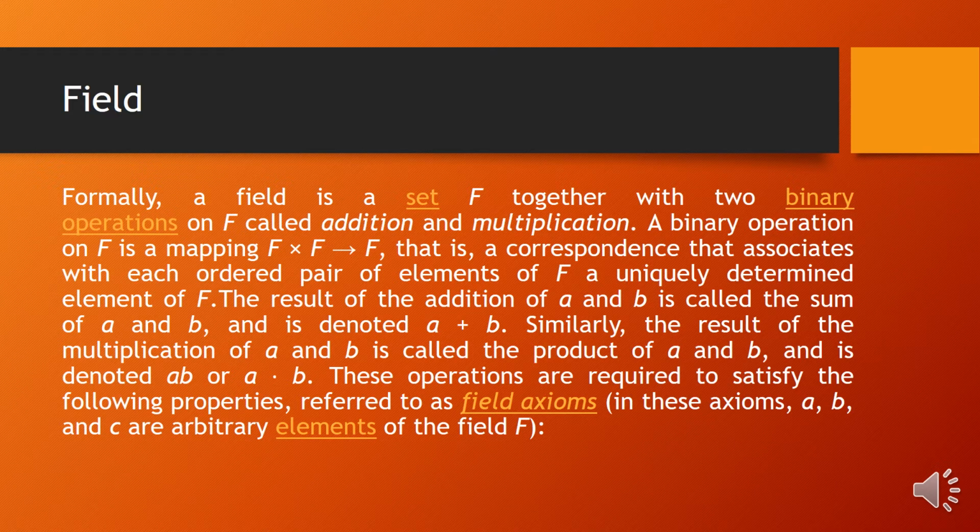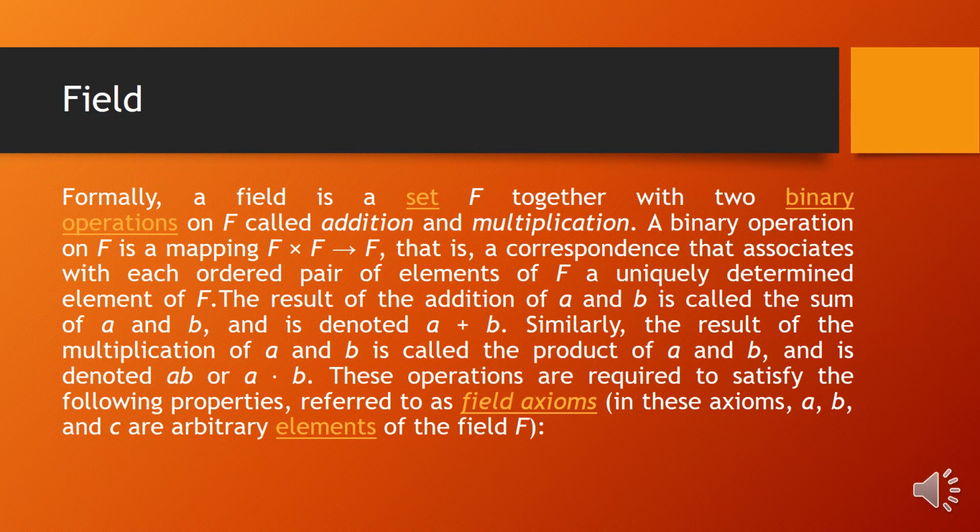And for the field, formally, a field is a set F together with two binary operations on F called addition and multiplication. A binary operation on F is a mapping F × F → F. That is a correspondence that associates with each ordered pair of elements of F a uniquely determined element of F.